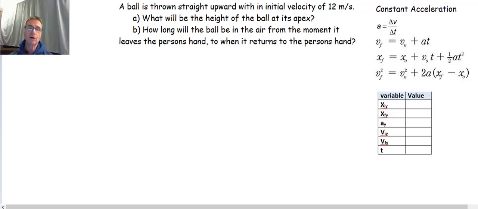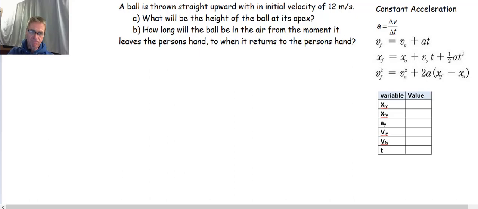My name is Keith Onco, and today we're going to be looking at another problem in one-dimensional kinematics, and this problem is also going to be in the y dimension. What we have is a ball which is going to be thrown straight upwards with an initial velocity of 12 meters per second. And we'd like to know what will be the height of the ball at its apex.